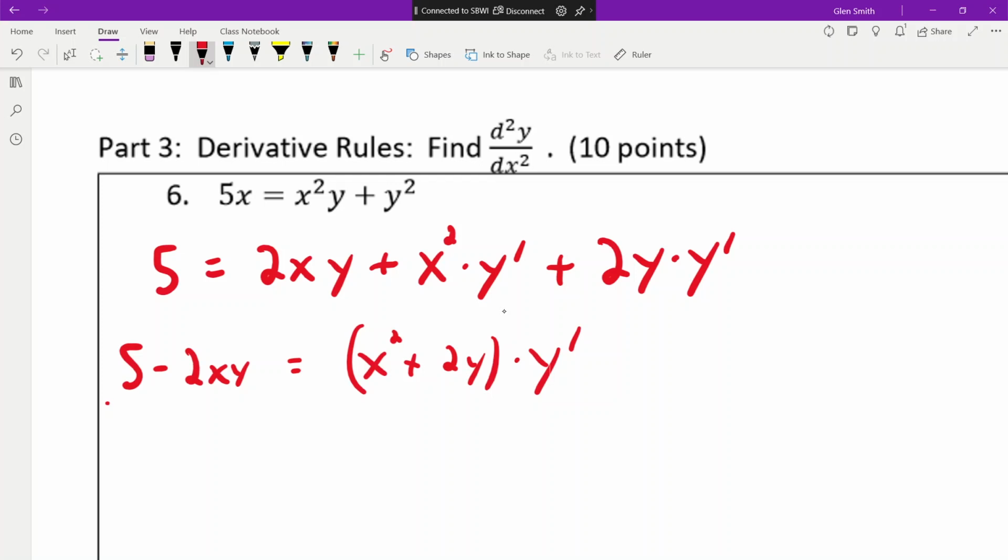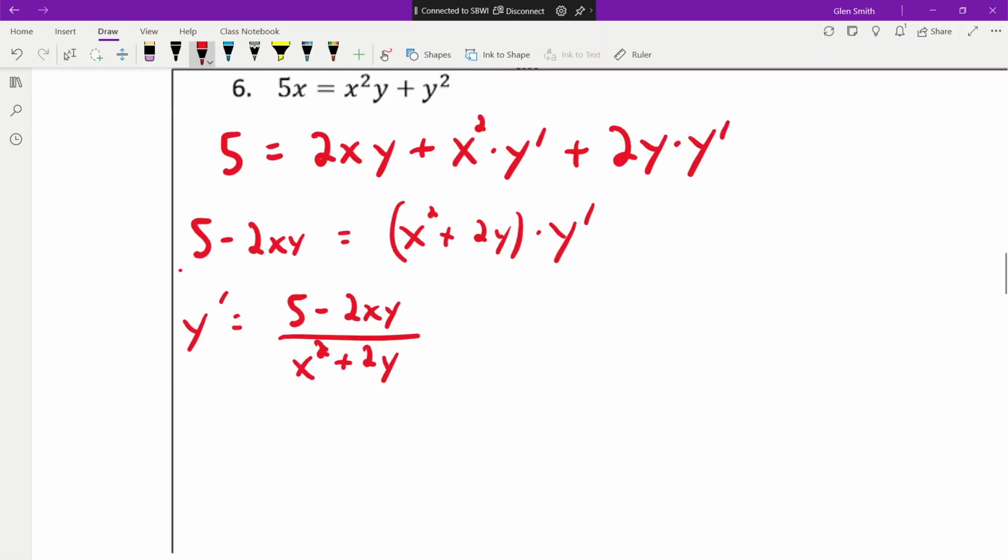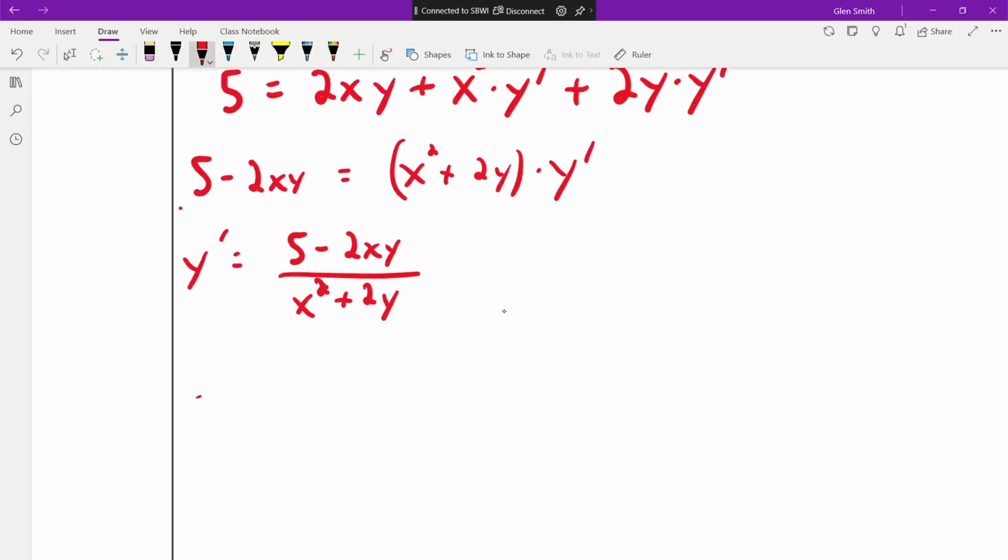We're going to move over the 2xy. That's going to equal x squared plus 2y, and we're going to factor out the y prime. Okay? And that means y prime is... So if you don't have this correct, you should be writing this down somewhere. Cool. So if you got here, I gave you 5 points automatically.